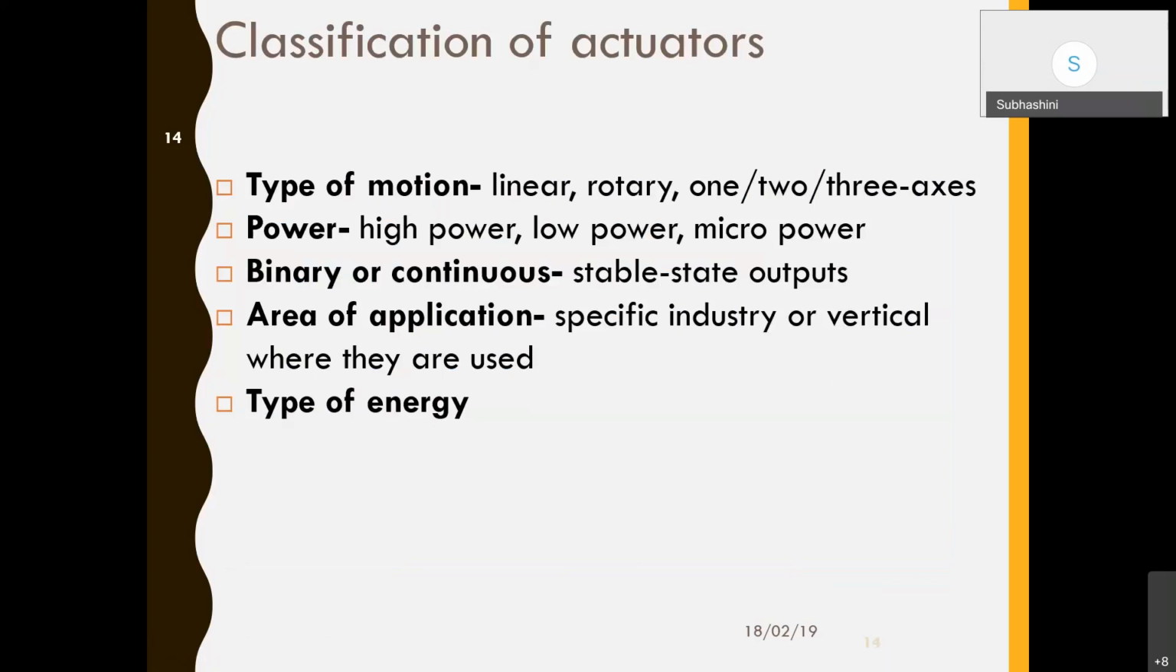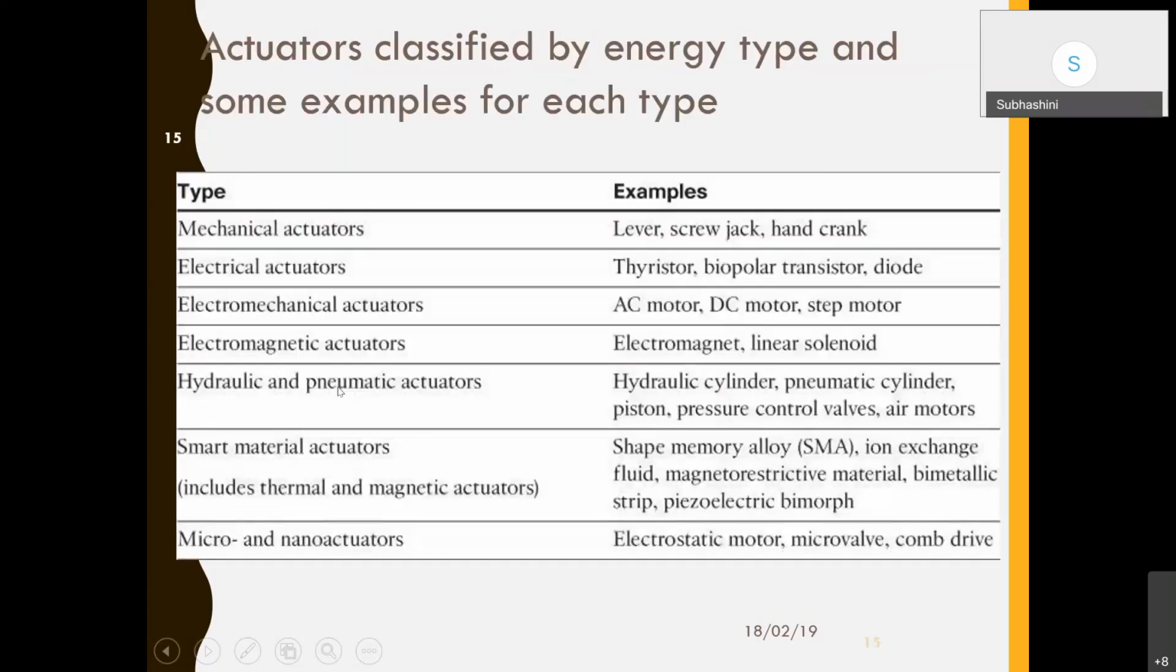Now, classification of actuators. What are the types of actuators you have? You have them based on type of motion, based on the power they acquire, based on the type of stable outputs they produce, based on the area where they are used, and based on the type of energy. Here you can find some types of actuators followed by their examples.